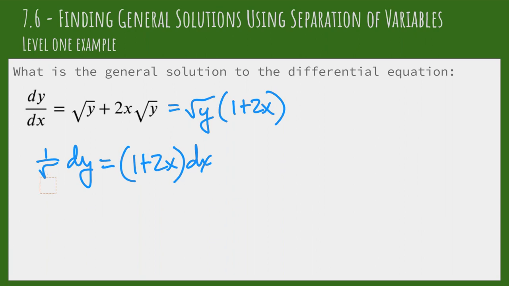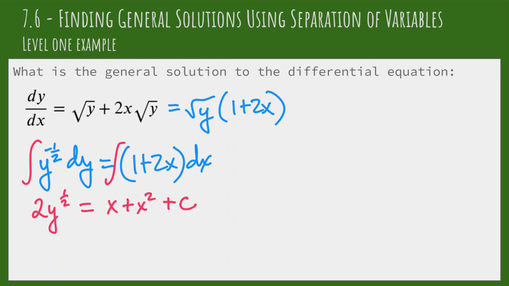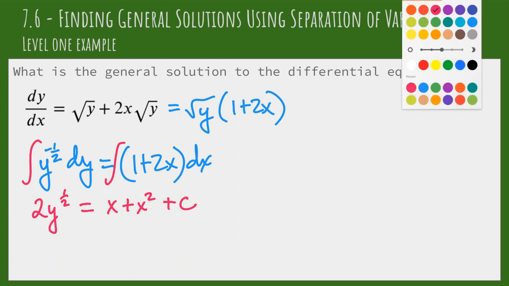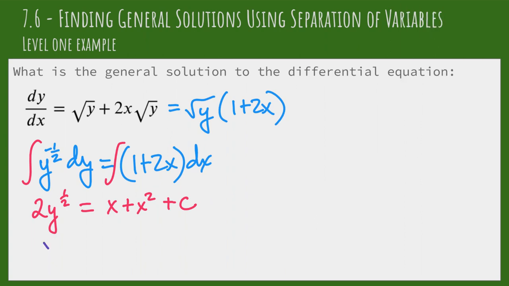Now, for the left side, for the purpose of taking our antiderivative later, I'm going to rewrite that as y to the negative 1/2. That's going to allow me to use the power rule. So we're going to take the antiderivative. On the left side, we're going to have y to the 1/2. So I increase the power by 1. Then we're going to divide by 1/2, which is the same thing as multiplying by 2. On the other side, we're going to have x plus x squared plus c. Then we're going to divide by 2. So we get the square root of y is equal to x squared plus x plus c over 2.